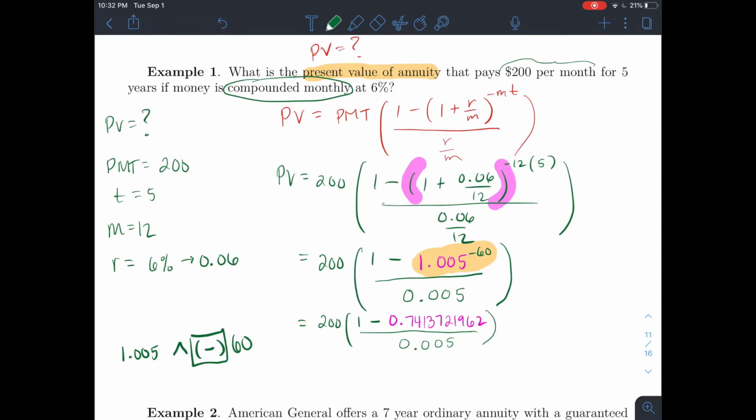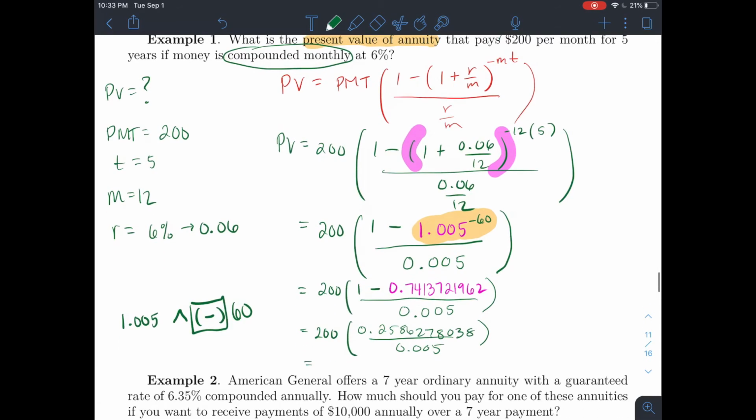Alright, so simplifying that numerator, you should get 200 times 0.25862788038 all over 0.005. And then when I do this quotient multiplied by 200, that should turn out to be $10,345.11.